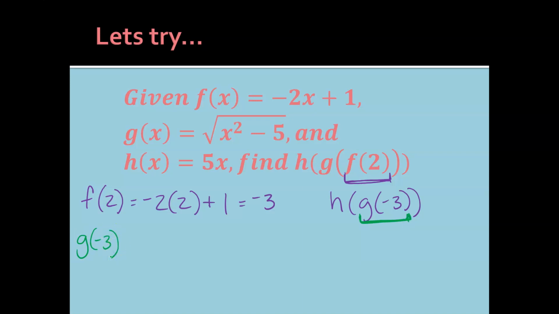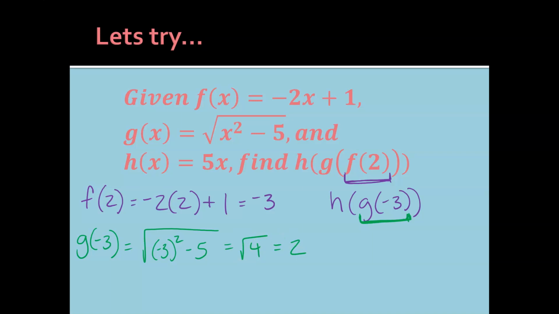Okay? So I'm going to take the g function and replace its x's with negative 3. So I'm going to do the square root of negative 3 squared minus 5. Please use parentheses, especially when you're dealing with squares and you're using a calculator. So negative 3 squared minus 5 is going to give me 4, and the square root of 4 is going to give me 2.